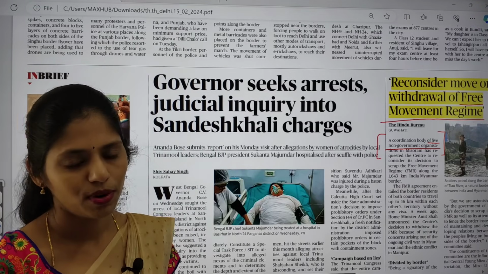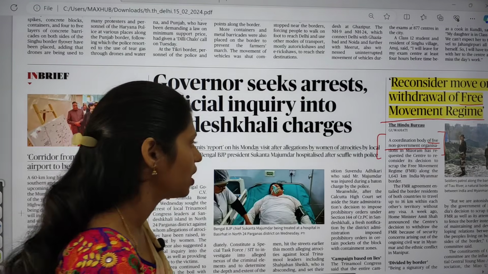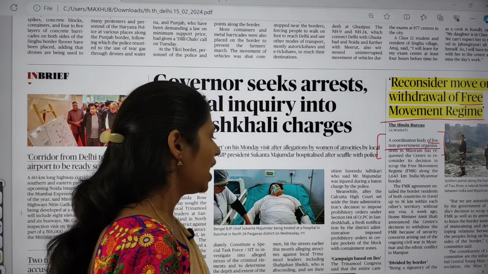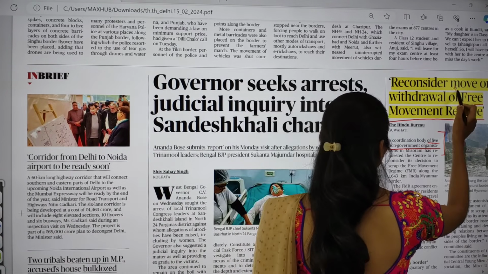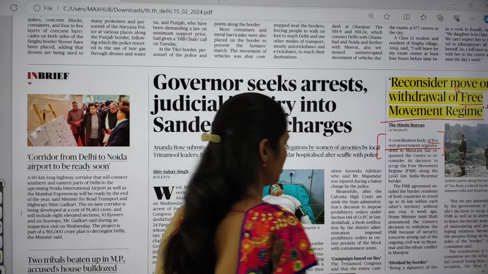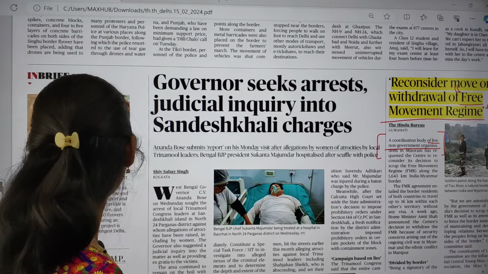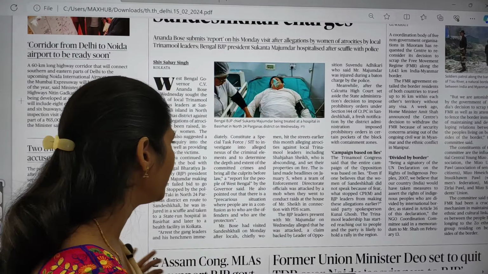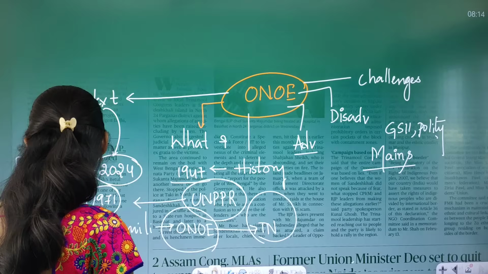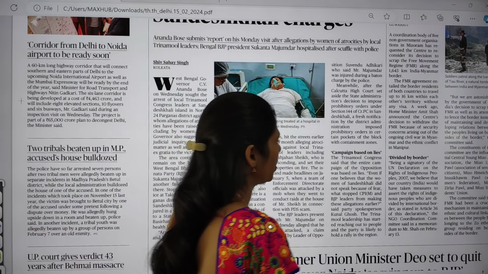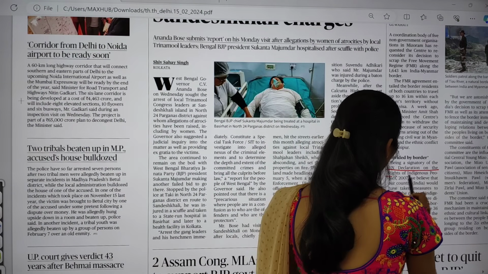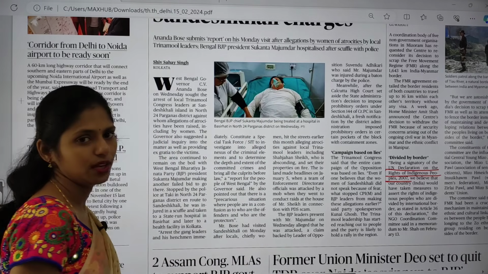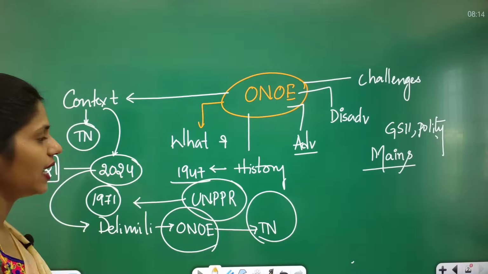So what is the India-Myanmar border? How long is it? It is around 1643 kilometers. And you have to know what the provisions are under this free movement regime. And one more important keyword that I found here is the United Nations Declaration on Rights of Indigenous People 2007. It is also very important. So now let us see the dimensions.